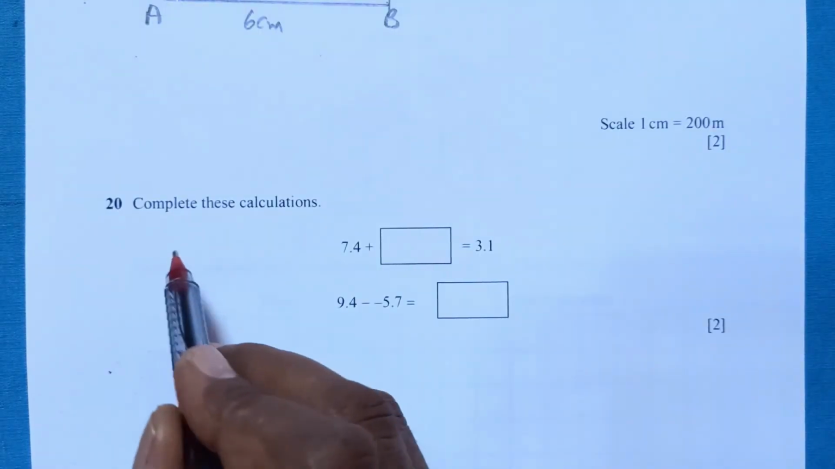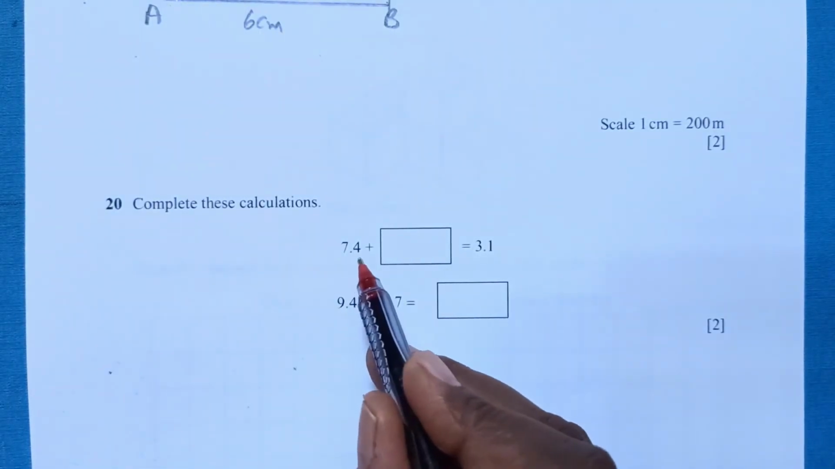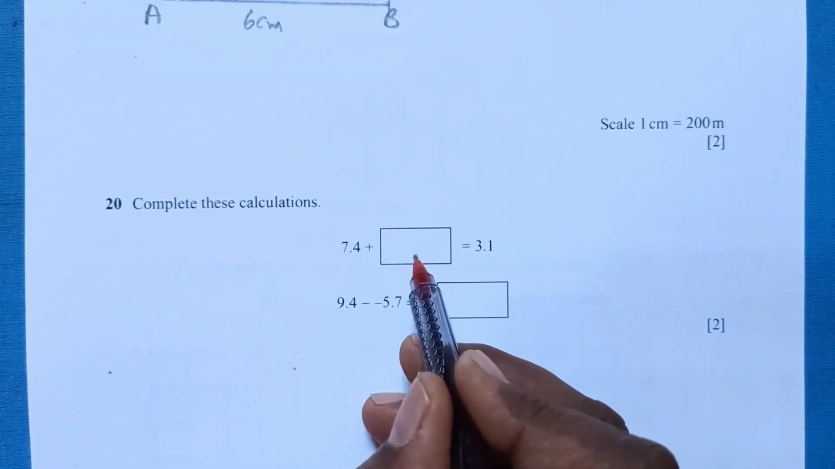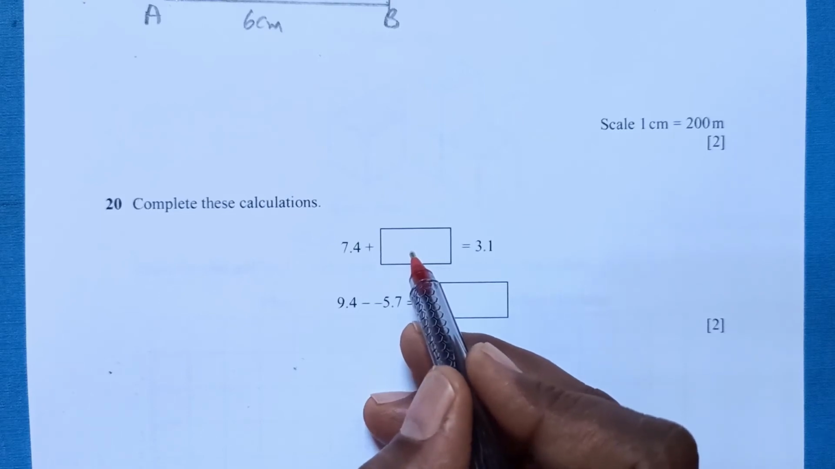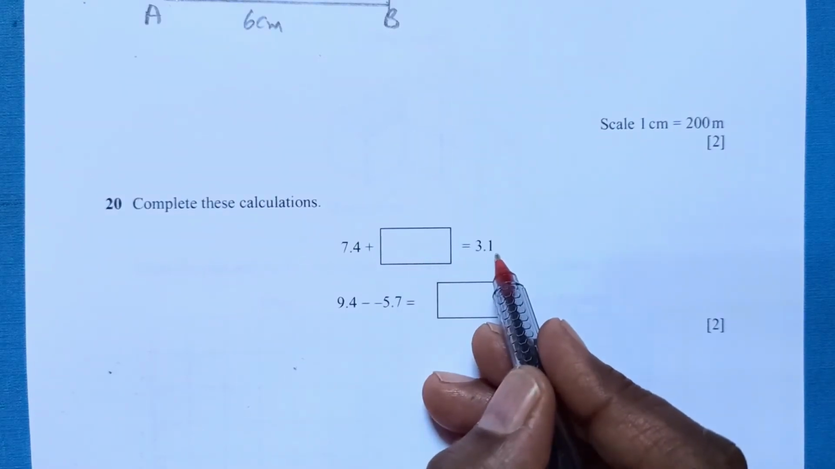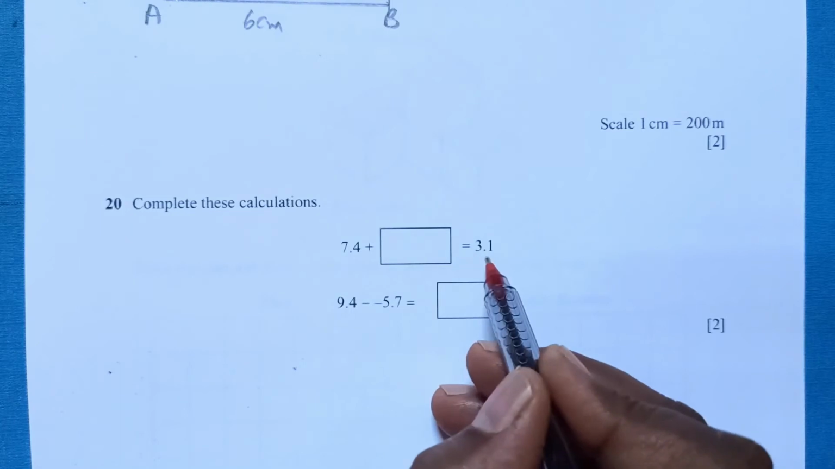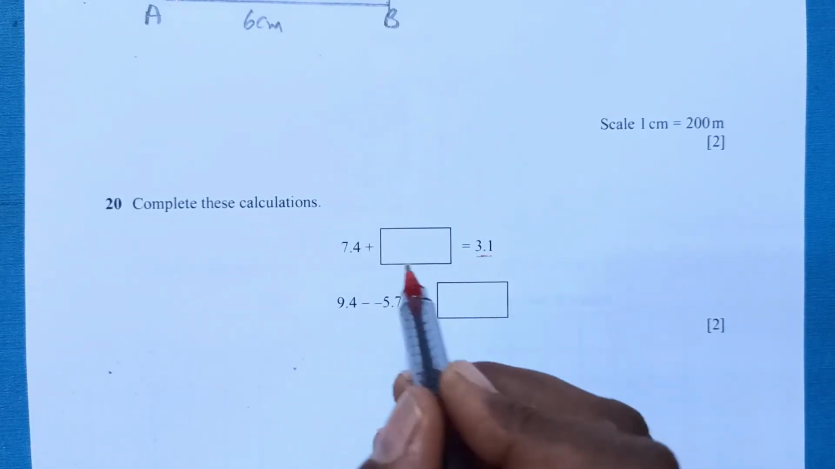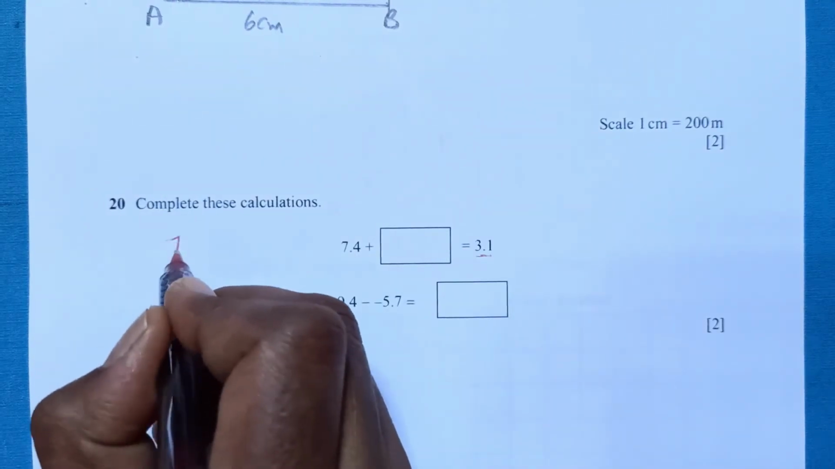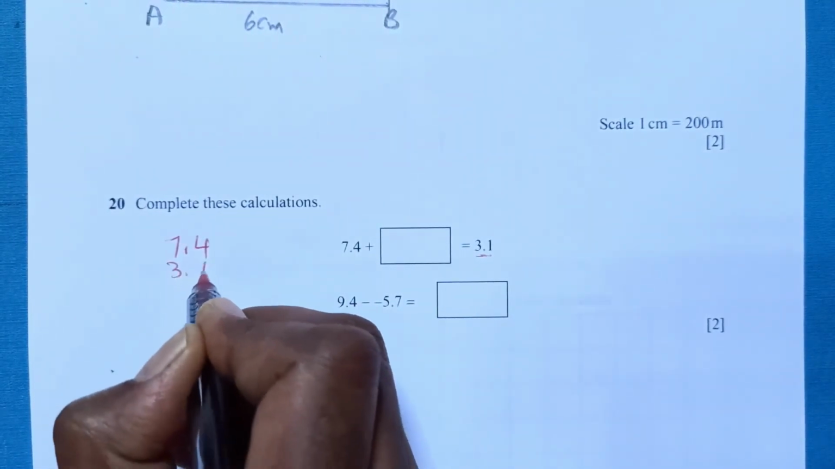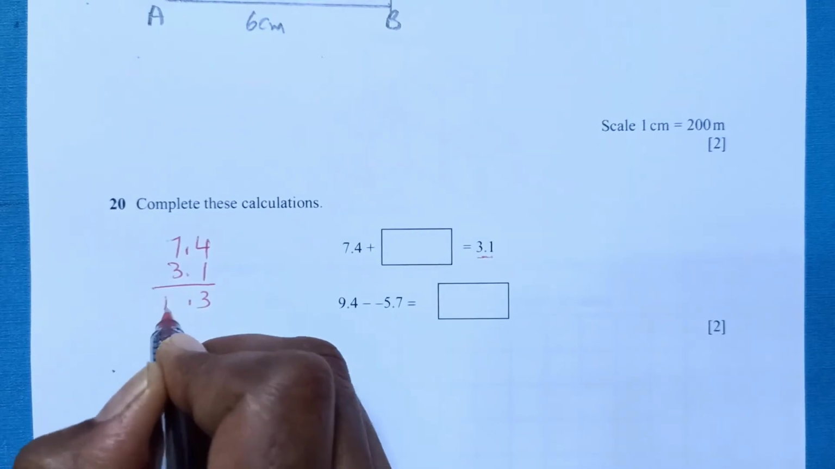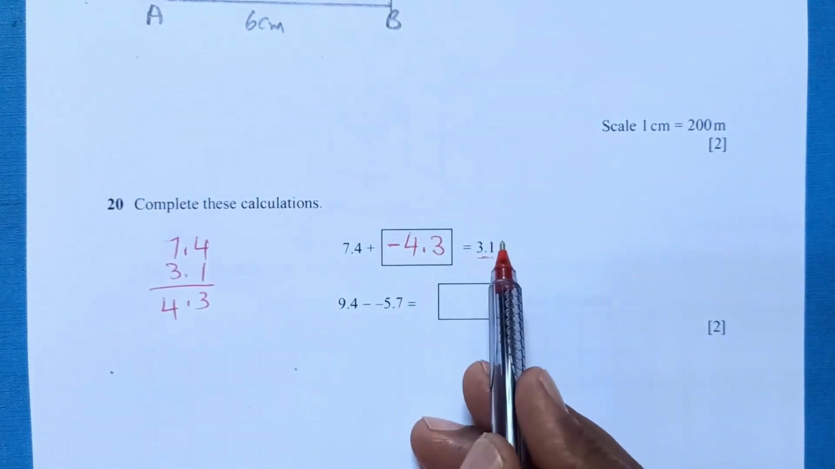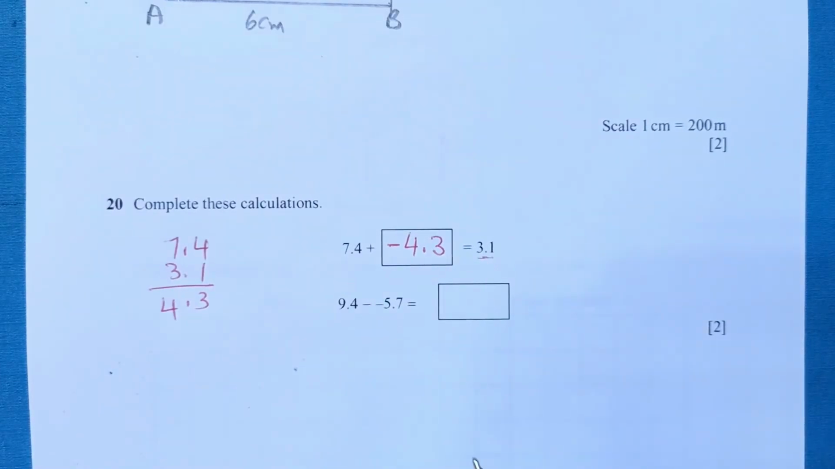Question 20. Complete these calculations. 7.4 plus something equals 3.1. We need to know what number will make it 3.1 after addition. As you can see, the number is decreased. If you add something, it can decrease only if the number is negative. So subtract these numbers: 7.4 minus 3.1 is 4.3, but it should be negative because your answer is less than 7.4.